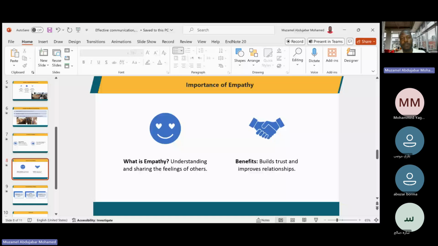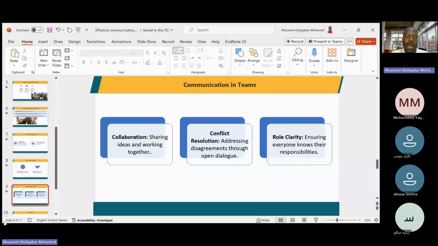Also, communication in a team. As I mentioned, a team means many people, more than four, working together at a university or some organization or some place, or even living together. Communication in a team is very important for collaboration. Collaboration means sharing ideas and working together. Sometimes you know something and others do not know. You can share information and ideas with them and also work together. Collaboration is also considered a type of communication. One person does this part and another does that part. It's very important.